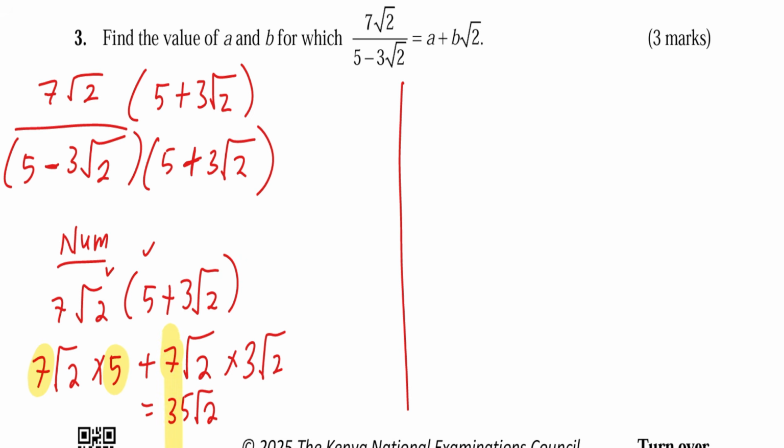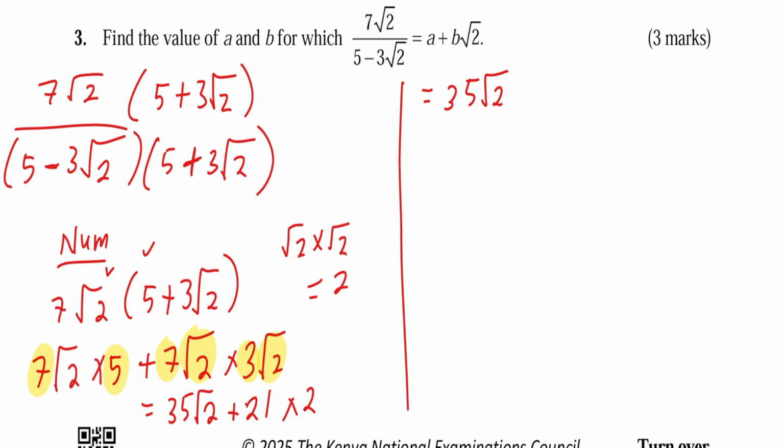The next one is 7 times 3. The numbers outside the root you multiply first, and that gives 21. Remember there is a plus 21, and root 2 times root 2 is how much? Remember, when roots are multiplied and they are the same, you just remove the root and remain with the number. So root 2 times root 2 becomes 2. So at the end of the day, your final answer in the numerator should be 35 root 2, plus 21 times 2 which is 42. So this is the numerator.